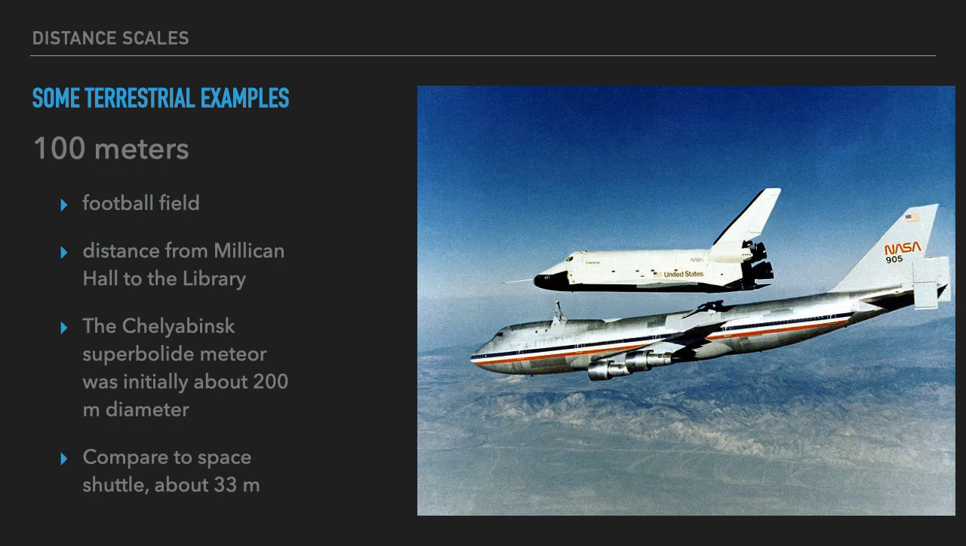So you think about a football field and other things like that, the Chelyabinsk meteor or the space shuttle, any number of things. They're on the order of 100 meters. And so we would say that they're similar distance scales, or in the case of the space shuttle and the Chelyabinsk meteor, size scales, because those things are not distance. Well, there's the distance from end to end of the space shuttle, so we usually call that a size.